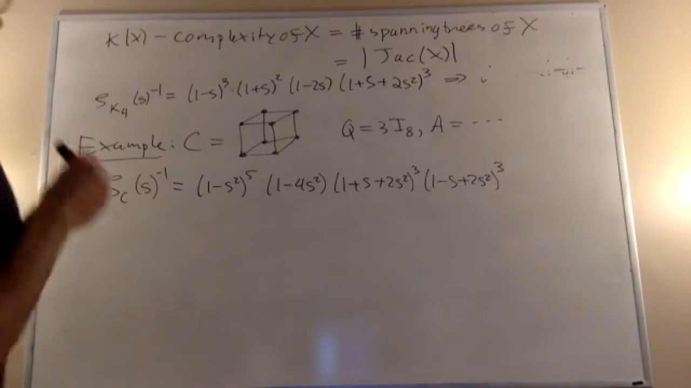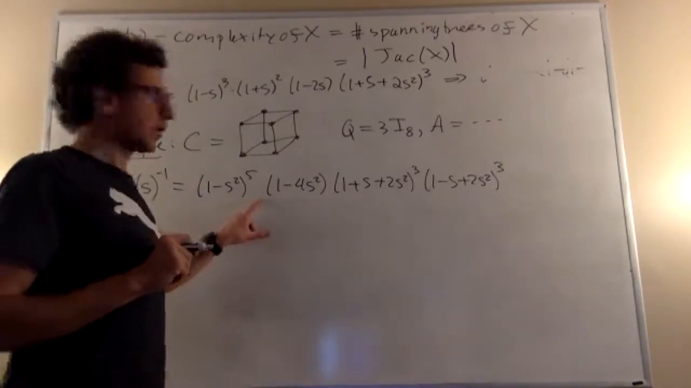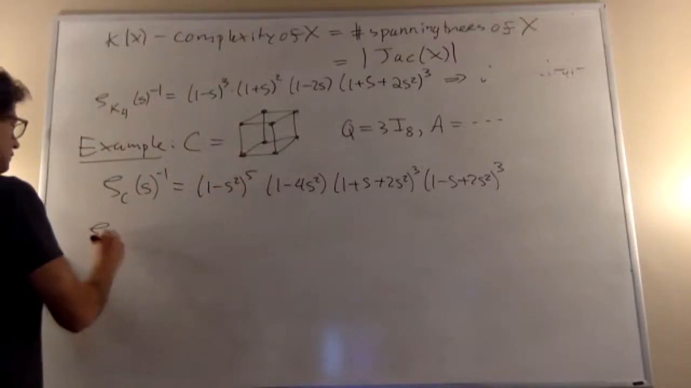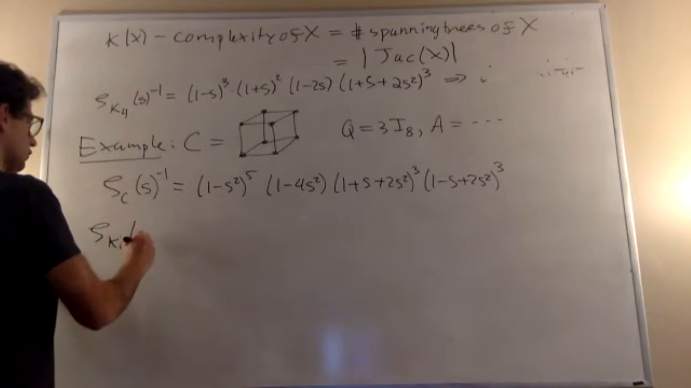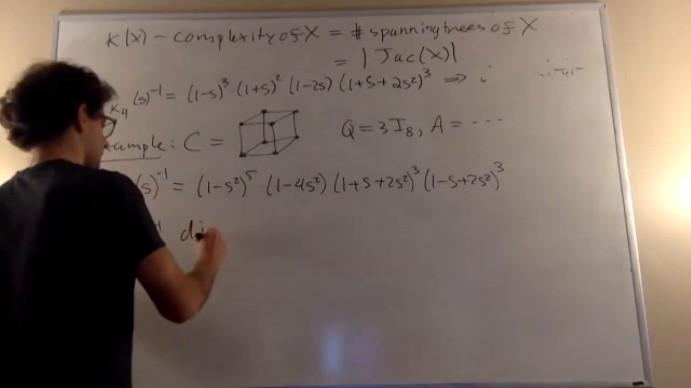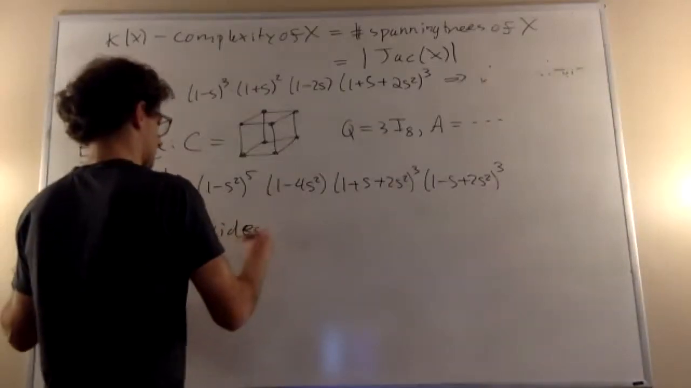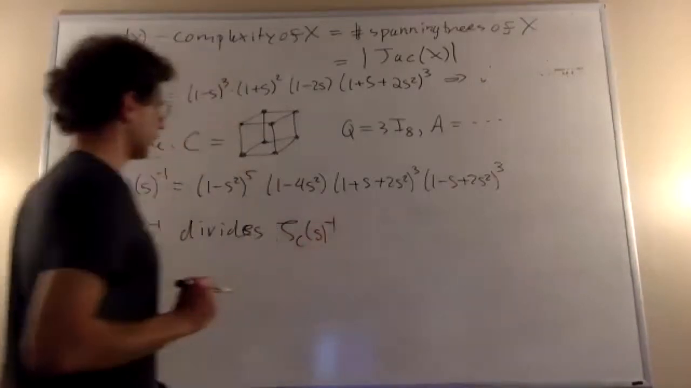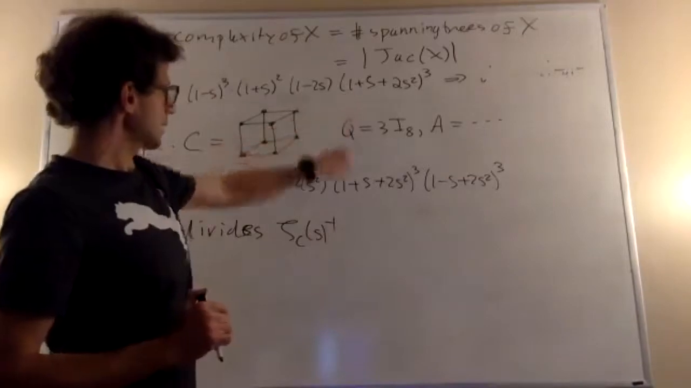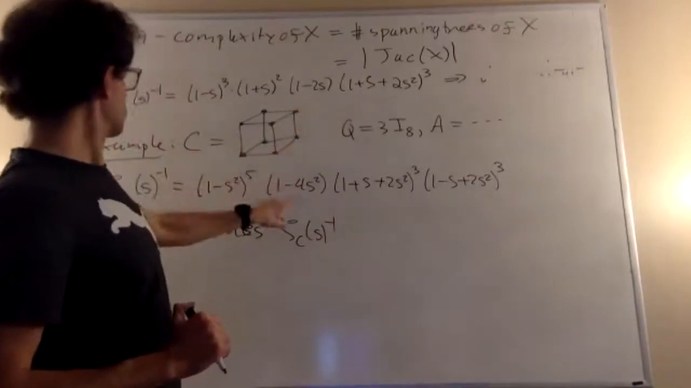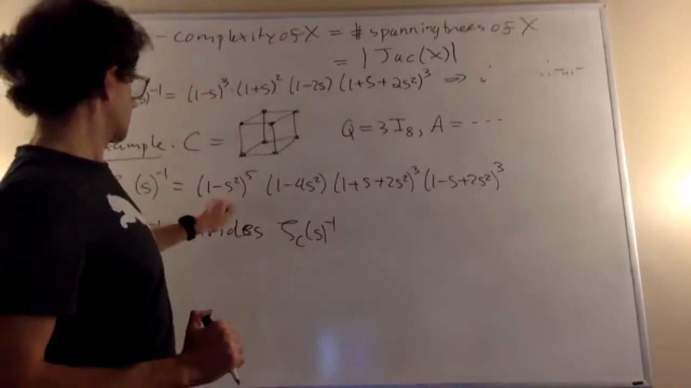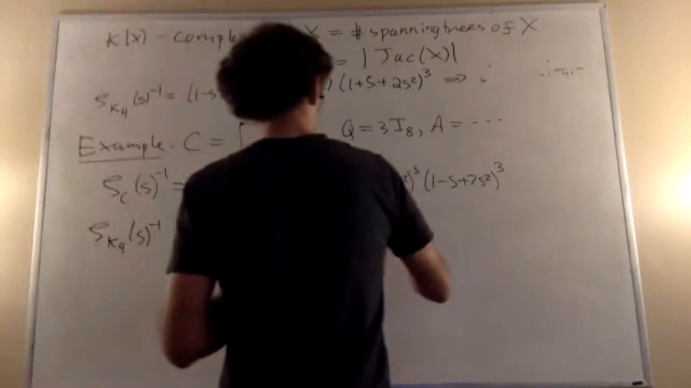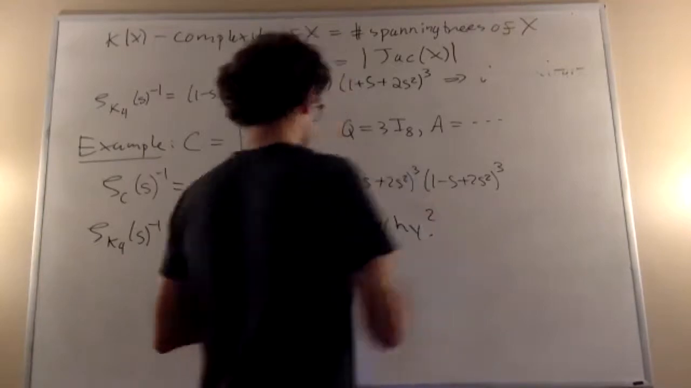Okay. And so if you stare at this for a little while and you squint, what you see is that the inverse of the zeta function of the tetrahedron divides the inverse of the zeta function of the cube. This divides this, this divides this, this divides this, okay? So why is that?